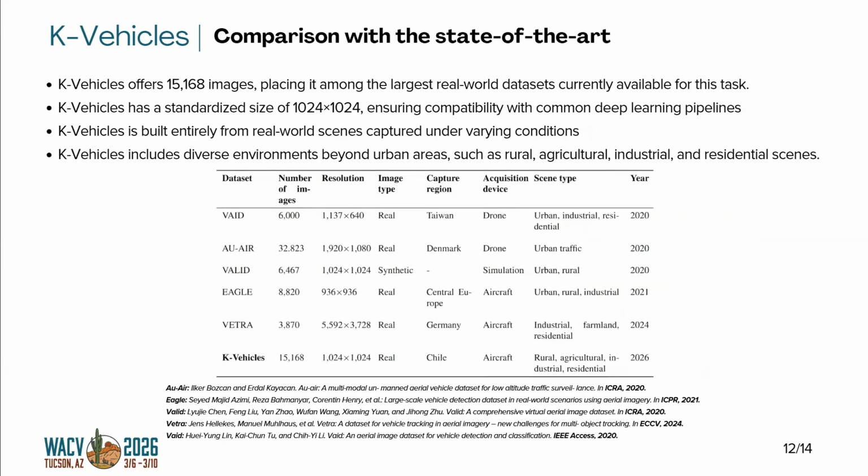Finally, we compare Cave Vehicles with existing aerial vehicle detection datasets. With 15,168 images, Cave Vehicles ranks among the largest real-world datasets currently available for this task. It also maintains a standardized resolution of 124 by 124 pixels, ensuring compatibility with modern deep learning pipelines. Unlike many datasets focused mainly on urban scenes, Cave Vehicles includes diverse environments such as rural, agricultural, industrial, and residential areas. These characteristics position Cave Vehicles as a large-scale and diverse dataset for real-world aerial vehicle detection.